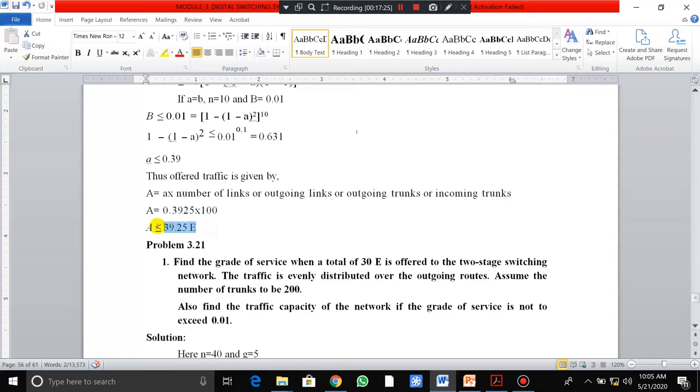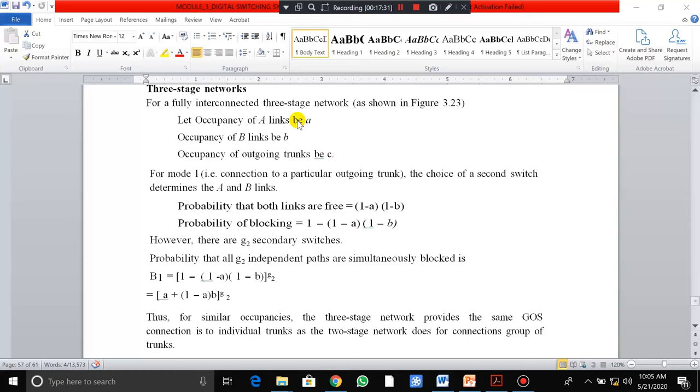So next, let us discuss the three-stage network and grade of service. For a fully interconnected three-stage network, as shown in the diagram, let the occupancy of the A link be A, the occupancy of the B link be B, and the occupancy of the outgoing trunk be C. For mode 1, the probability that both links are free is 1 minus A into 1 minus B. The probability of blocking is 1 minus (1 minus A) into (1 minus B). For the G2 secondary switches, B1 is equal to 1 minus (1 minus A into 1 minus B) to the power G2.